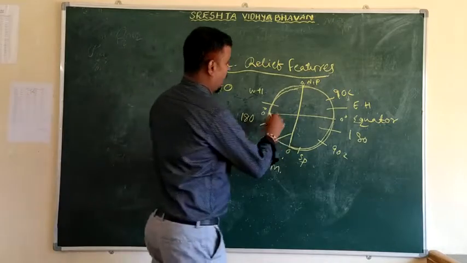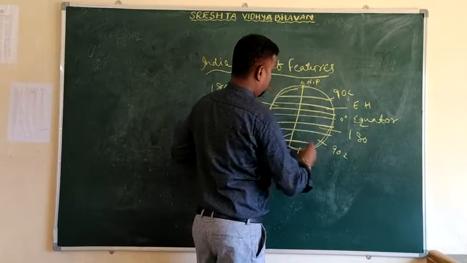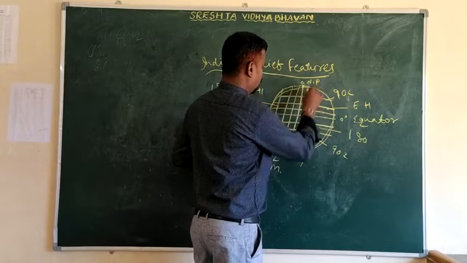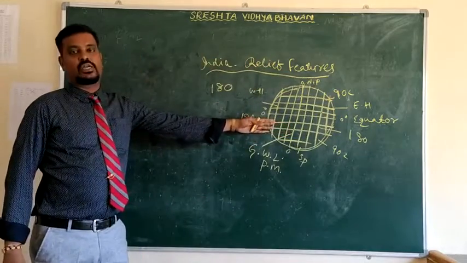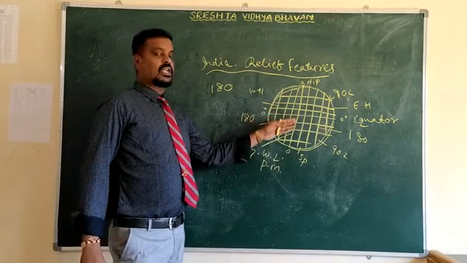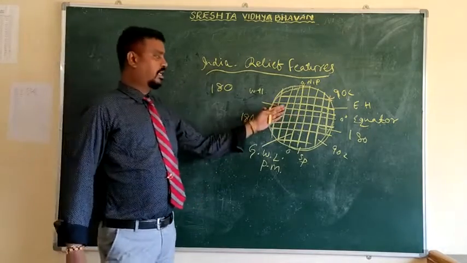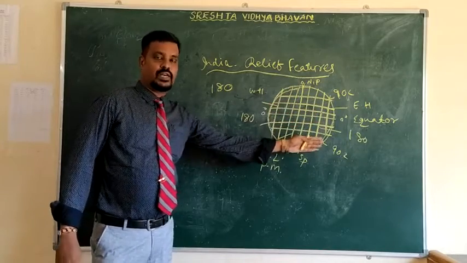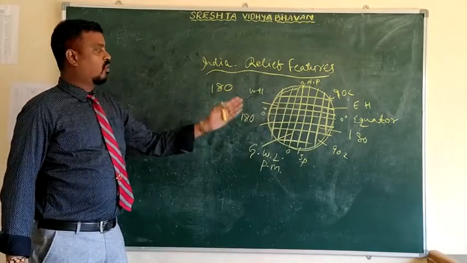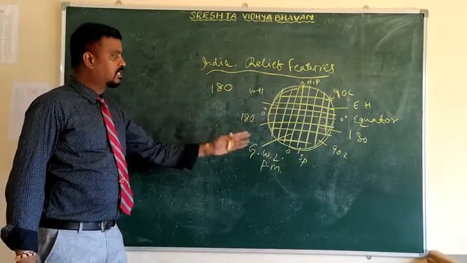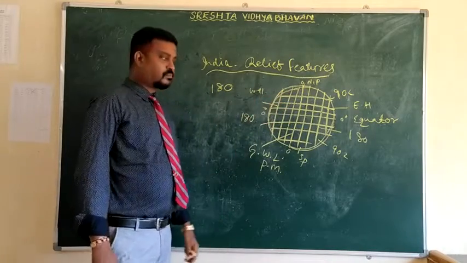These are called latitudes and these are called longitudes. With the help of latitudes and longitudes, we can locate where the countries are, where the USA is, where England is, where Japan is, where Italy is. In this way, we can locate places easily with the help of latitudes and longitudes.